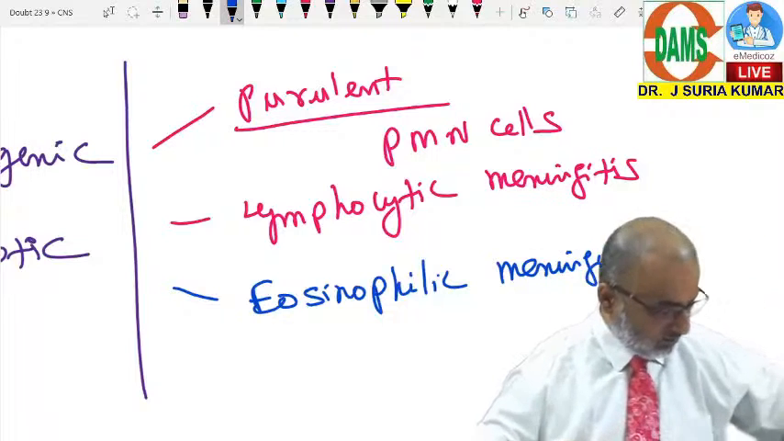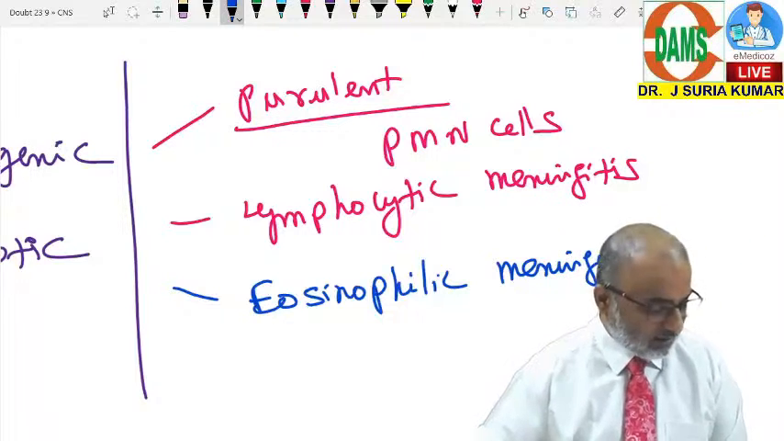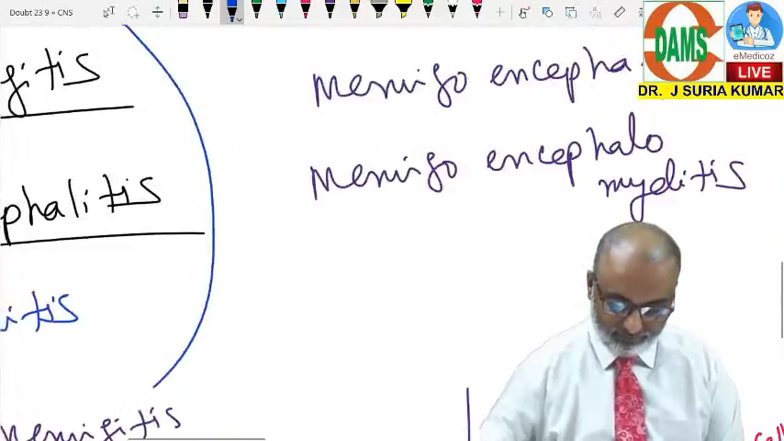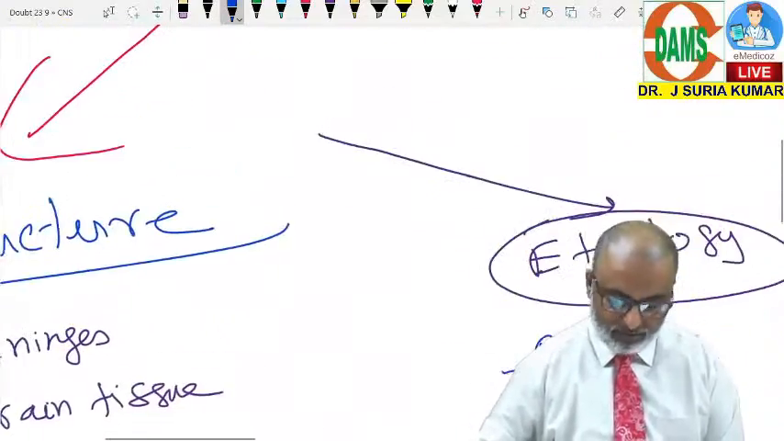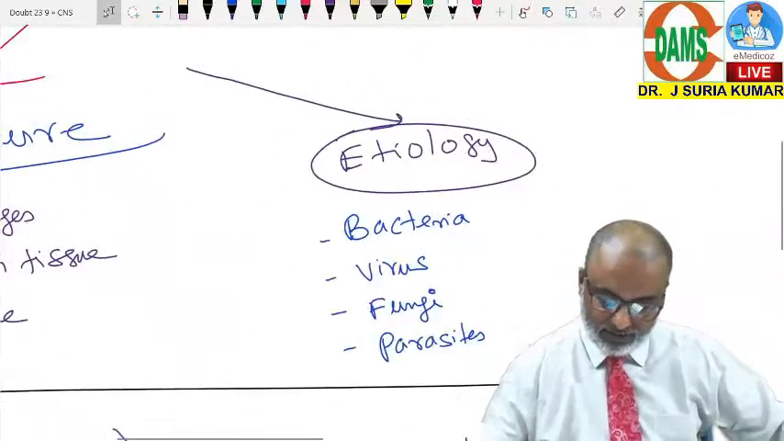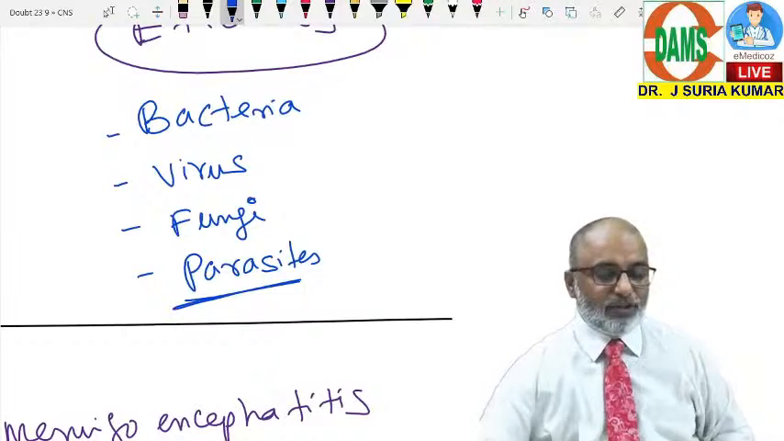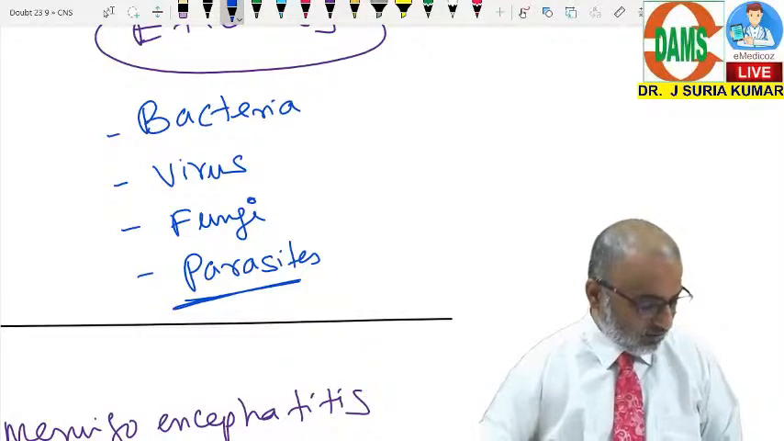Okay. A question is coming, Lokesh Jain. Yes, we have already told about parasite. See here, when you see the etiological agents, bacteria, virus, fungi and parasites. We should not forget parasite because many things.